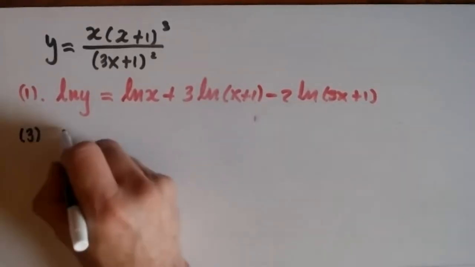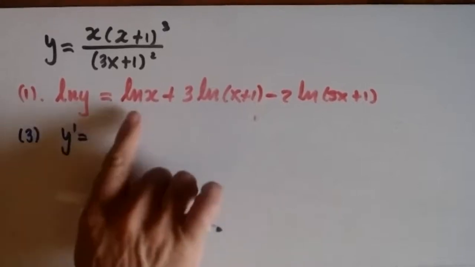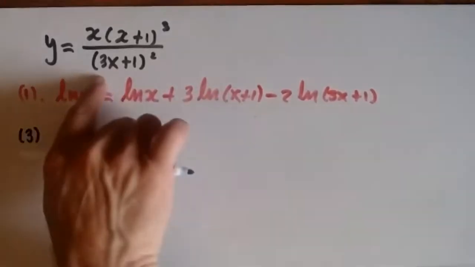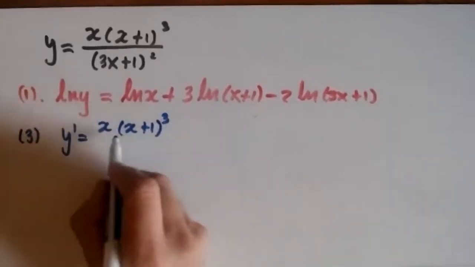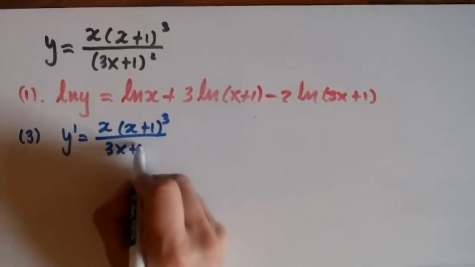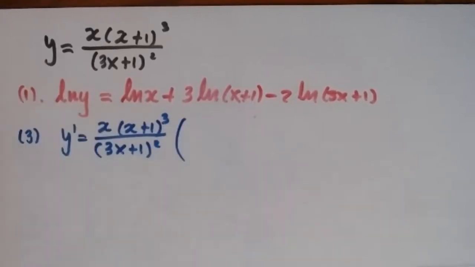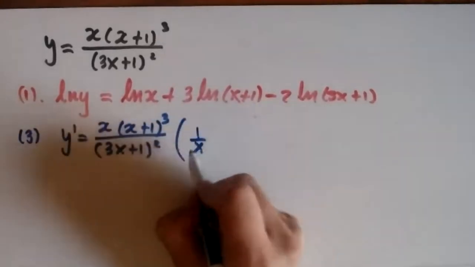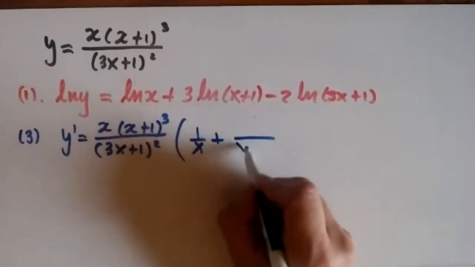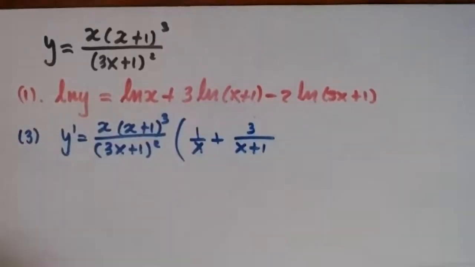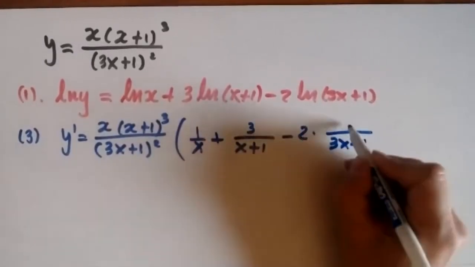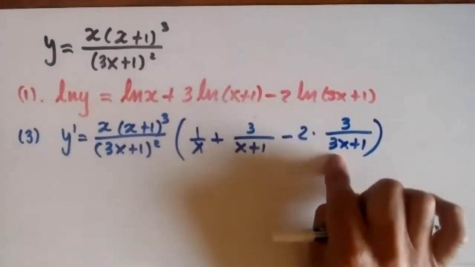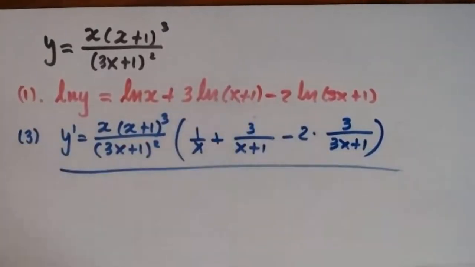Derivative, step 3, y prime equals, these derivatives are going to be multiplied times this one, so I'm going to write it, (x plus 1) cubed over (3x plus 1) squared, in parentheses. Now, derivatives of these 3 little things. Derivative of this one, 1 over x. Derivative of this one, x plus 1 reciprocal, and the 3. Derivative of this one, 2 times 1 over (3x plus 1), and the 3 is the derivative of this, so I put it over there. There is my answer.